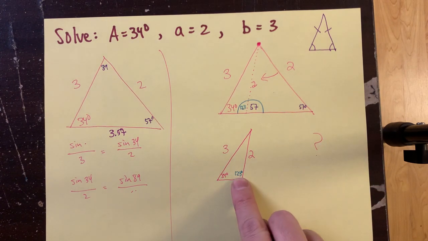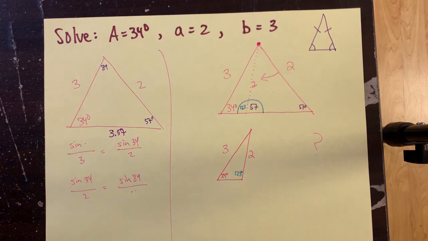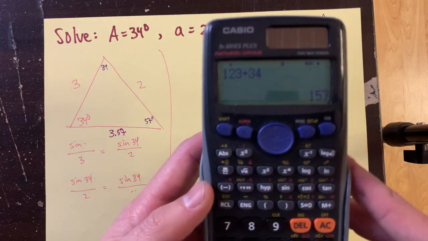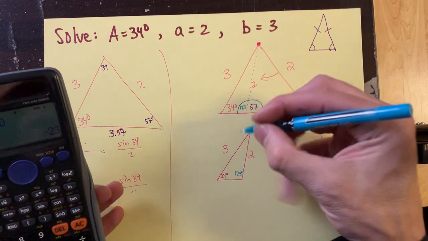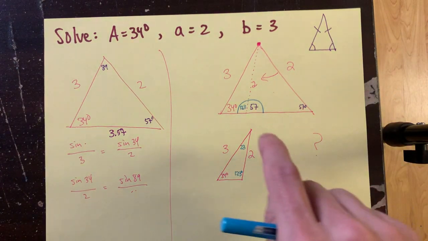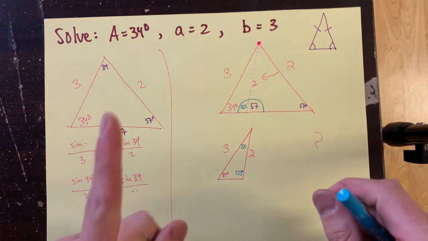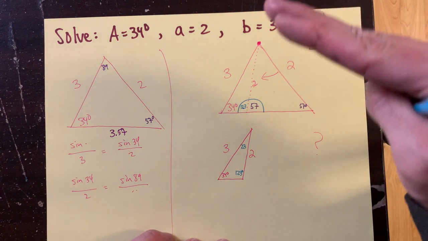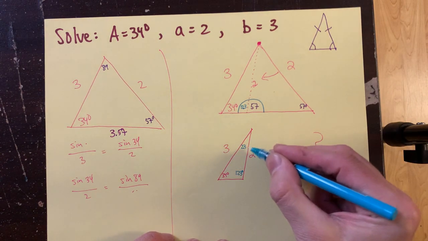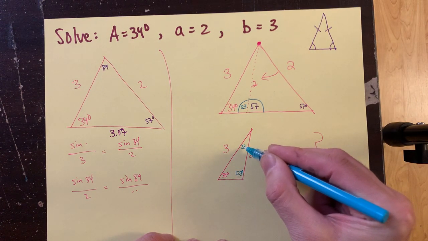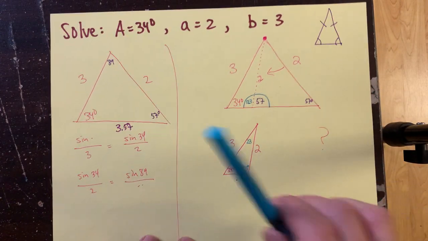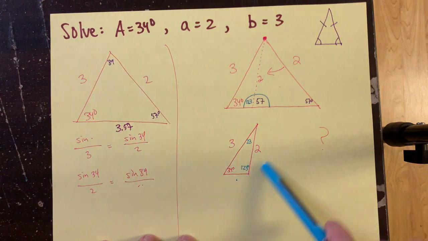So now the question is, is this possible here? What's 123 plus 34? 157. So let me subtract that from 180, and I get back 23 degrees. So a second triangle in this case, yes, it is possible, because the 123 plus the 34 was below 180. And so there's room for another angle there. And so then you can go law of sines to find this guy. And so you'd have two triangles. You'd have this triangle here and you'd have this triangle there.